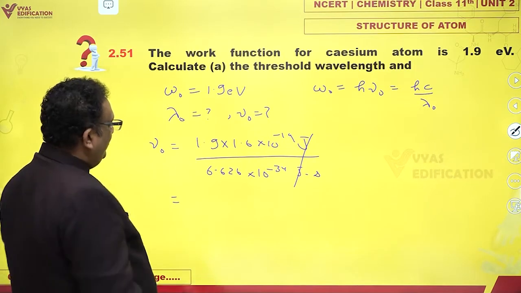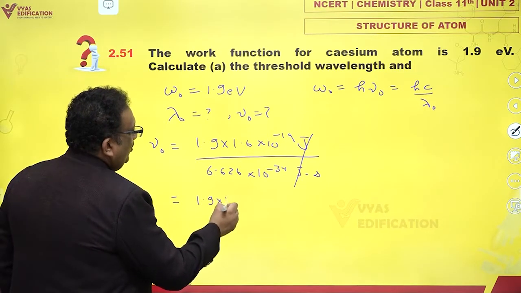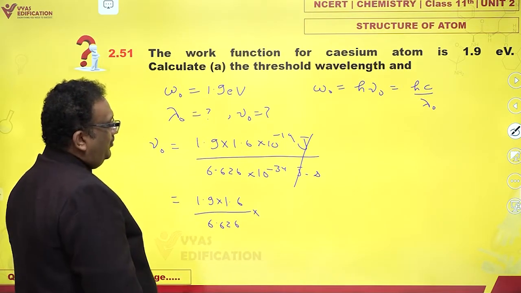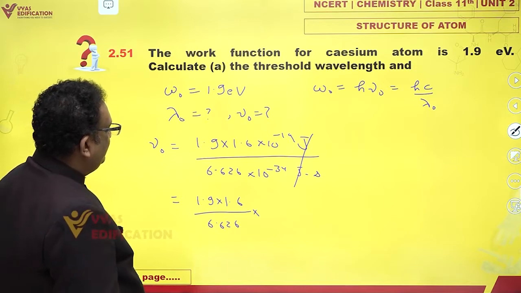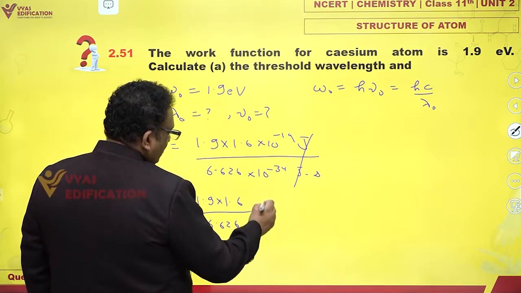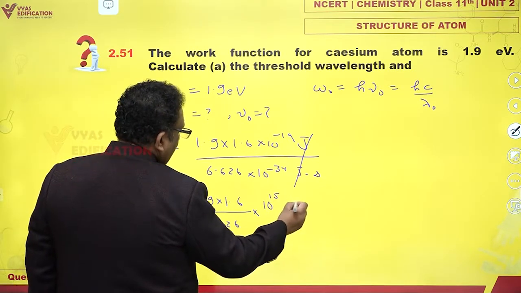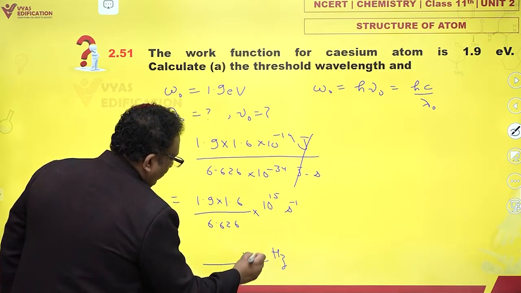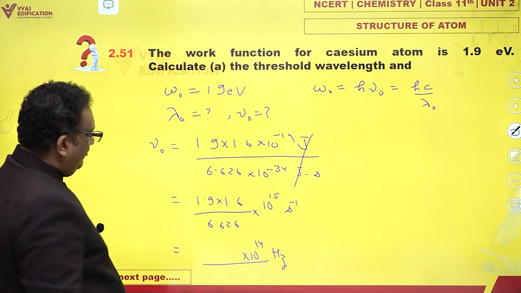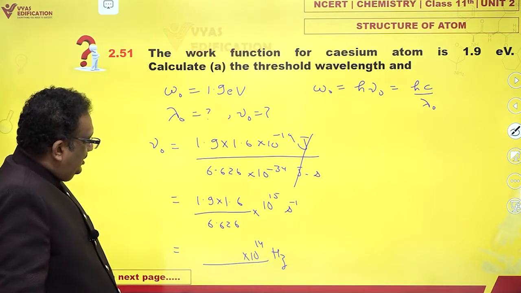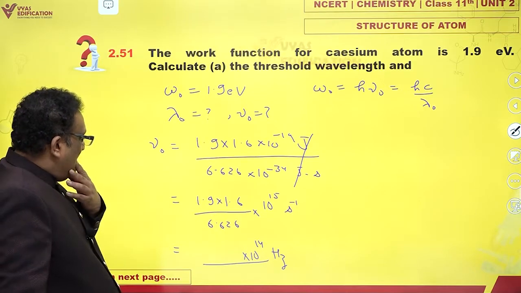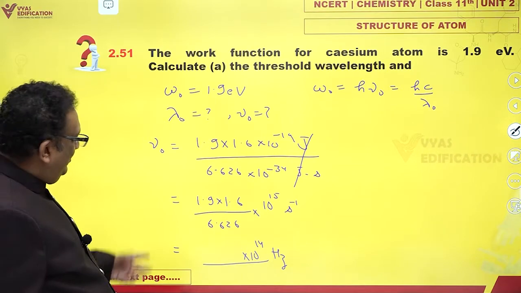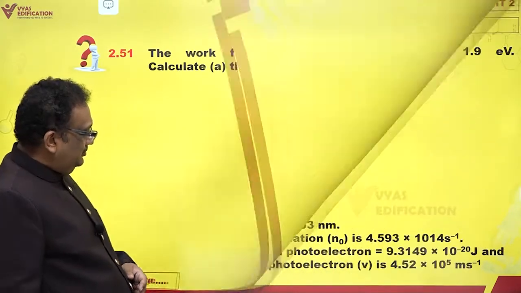What do we have? 1.9 into 1.6 by 6.626. 34 minus 19 is 15. Per second, which is so many hertz into 10 raised to 14. That would come out to be the order of magnitude. And this would be 16 fours are 64. That is about 4 point something, 4.9, 4.8, something in that range.